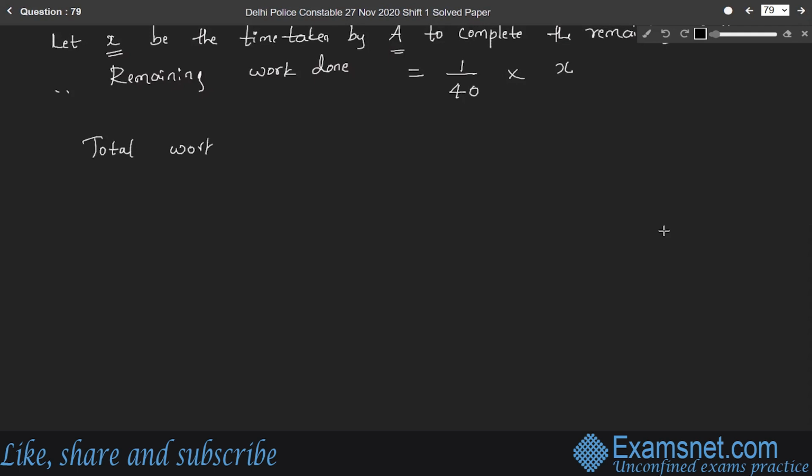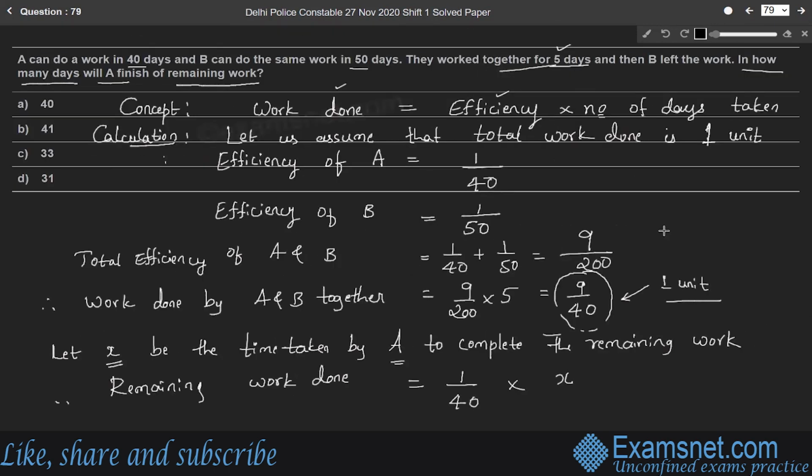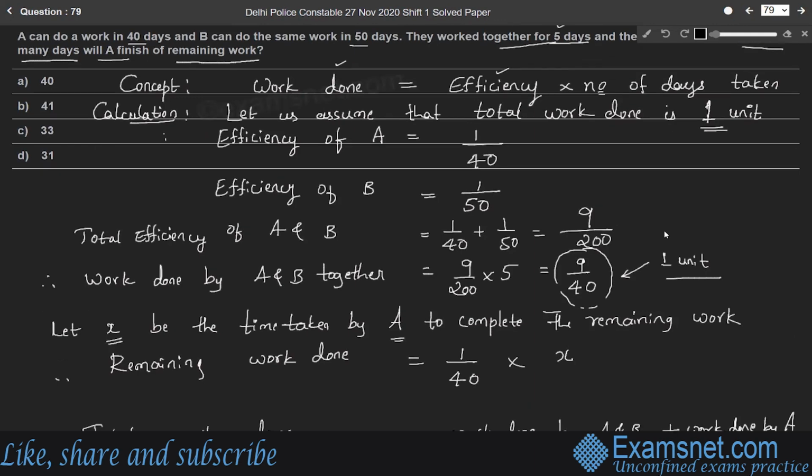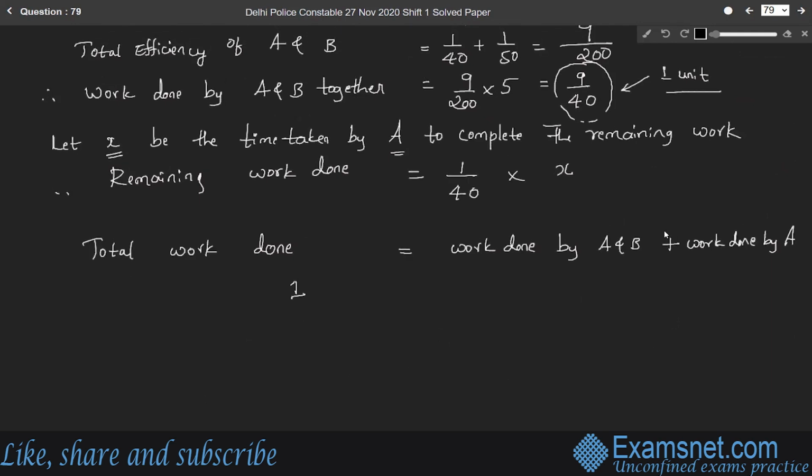Total work done is equal to work done by A and B together plus work done by A. That means the remaining work is done by A. We have assumed that total work done is 1 unit. So in the first step itself, we have assumed total work done is 1 unit here. So 1 is equal to total work done by A and B.